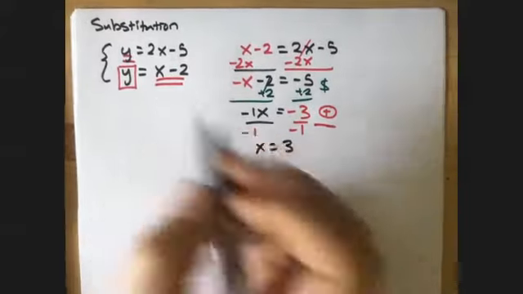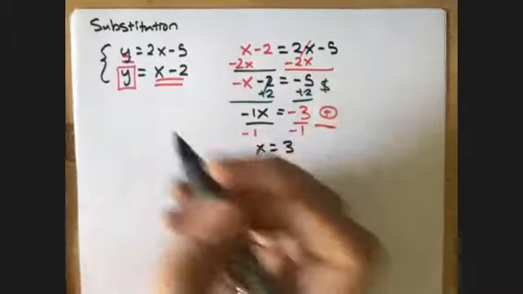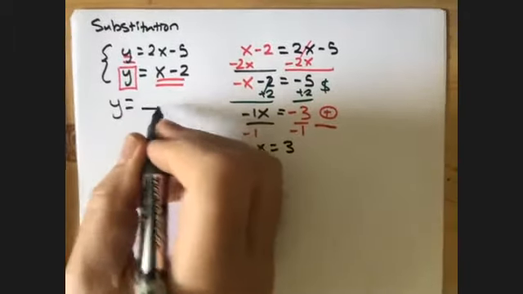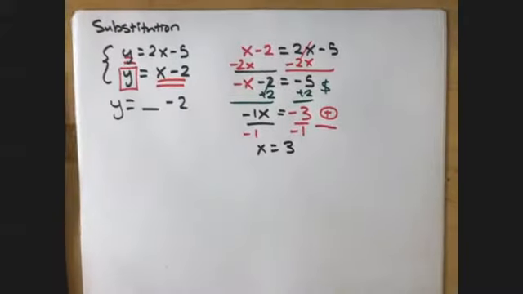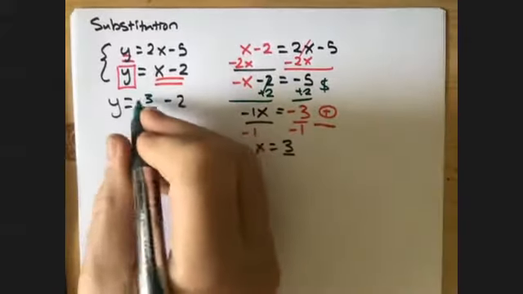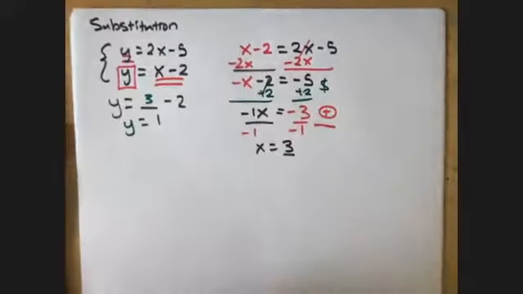And once I have this, I can plug it into either the top or the bottom. I'm just going to do the bottom. Y equals whatever x is minus 2. So x is 3, so plug in 3 there. 3 minus 2 is 1. So y should equal 1.